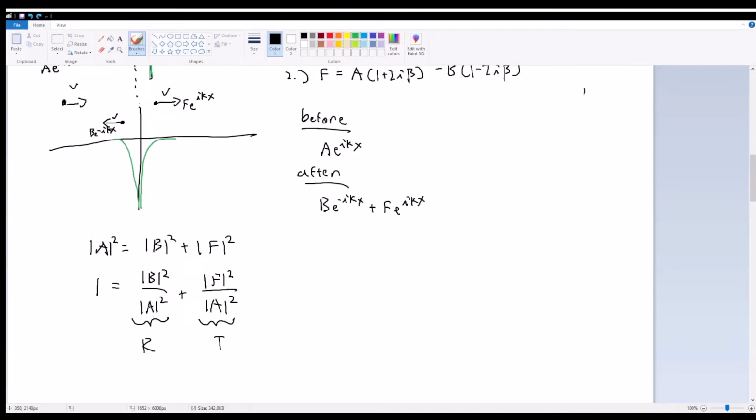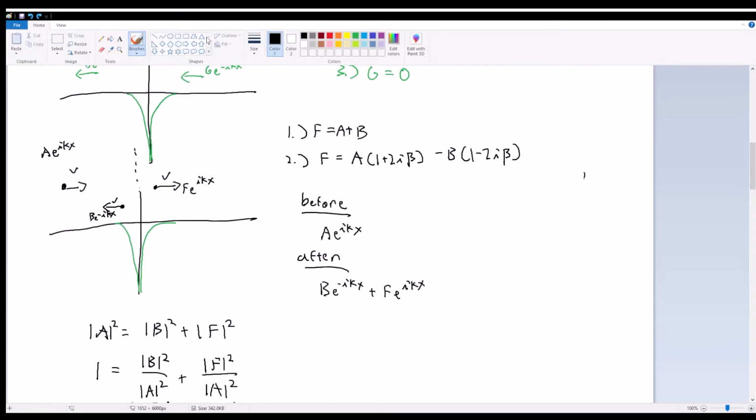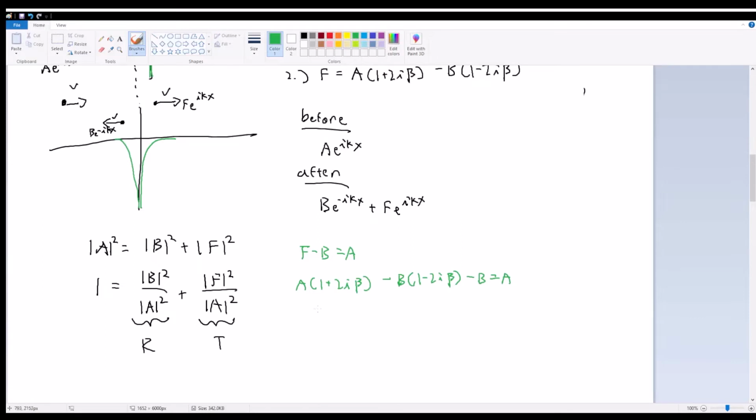Since these both have the common trait of being divided by |A|², let's define B and F in terms of A. If we do that, we get F minus B equals A first off, and then we have condition 2, so we can plug that in and solve for B. So we have A times (1 plus 2iβ) minus B(1 minus 2iβ), and then minus B is equal to A. I'm going to move the negative onto the other side, so B(1 minus 2iβ) plus B is going to equal A(1 plus 2iβ) minus A.